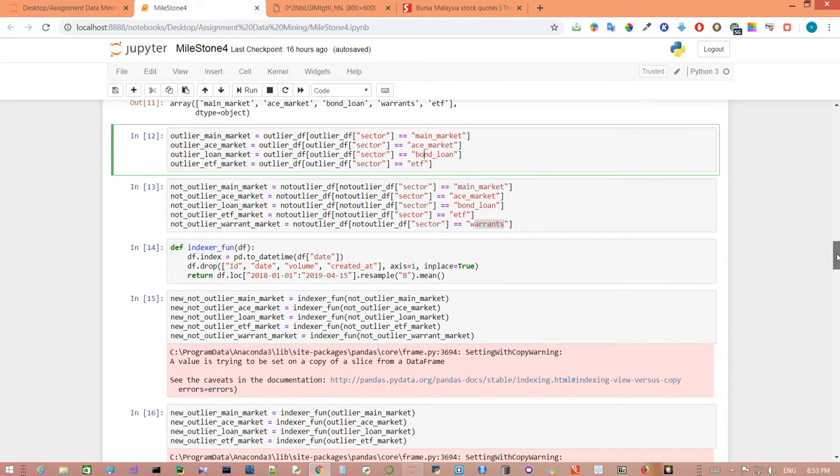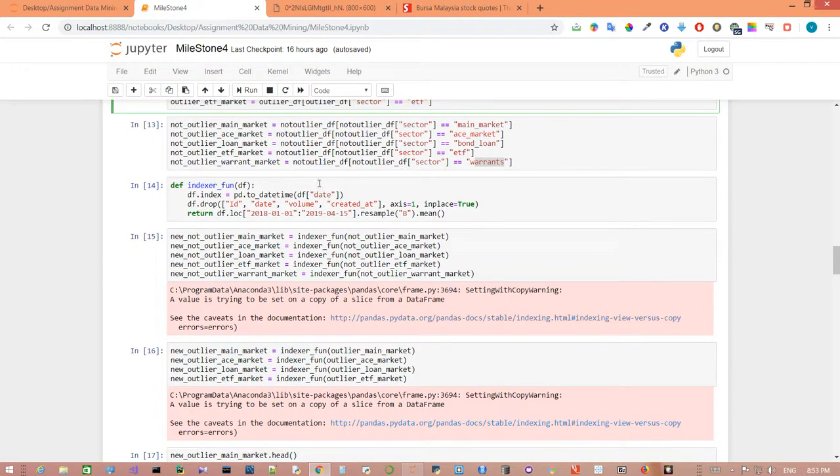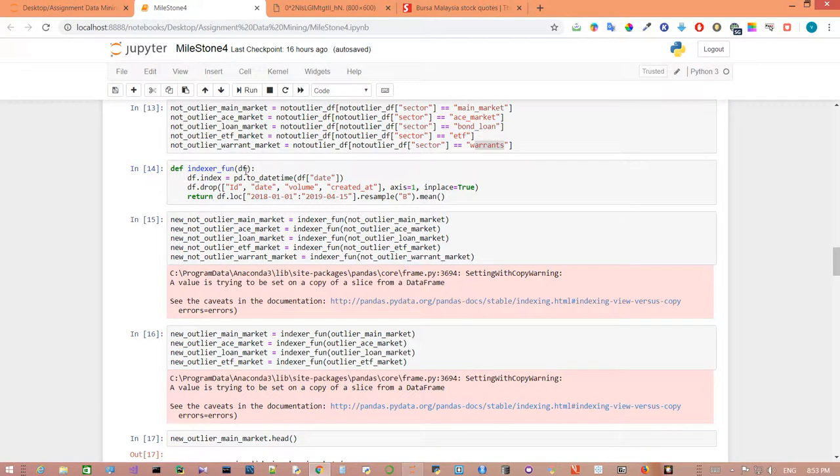And for not outliers, we have 5 distinct datasets here. I'm creating 5 datasets, and I'm creating an indexer function which creates a time series data frame for us, which will be much easier to analyze our data. I am setting the date column as the index for our data frame.